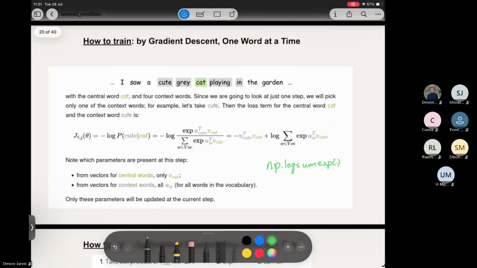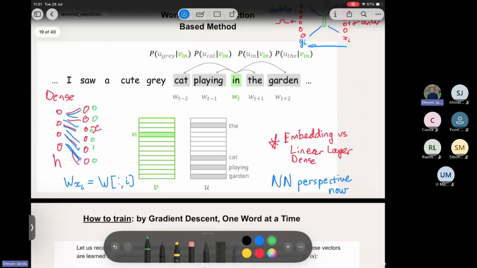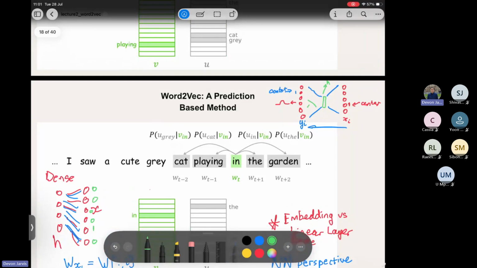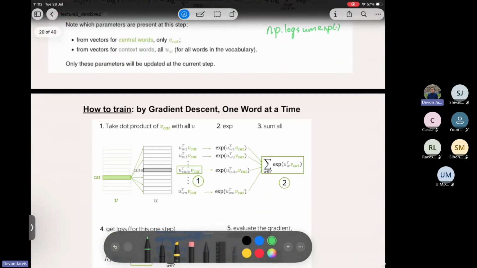Okay. So note which parameters are present at the step. You have the central word's parameters. So one index for our one embedding is coming through on the input side, on the encoder side, and then we have multiple parameters, all of the context coming through on the output, right? So all of these layers are now trying to predict what the next word is going to be. All right, they're all going to be used.